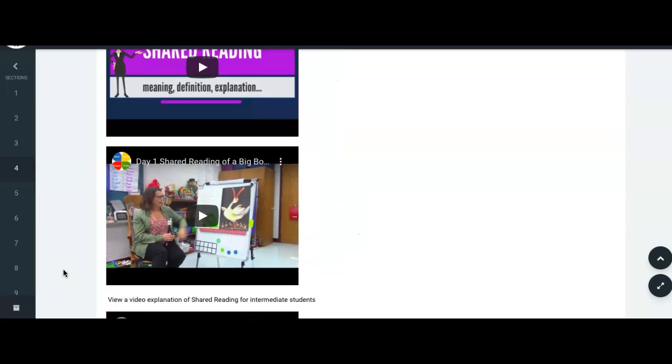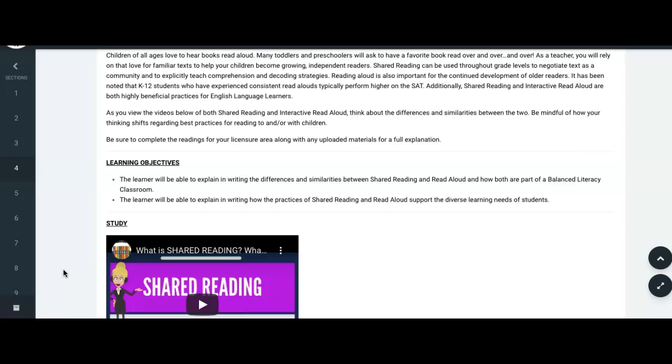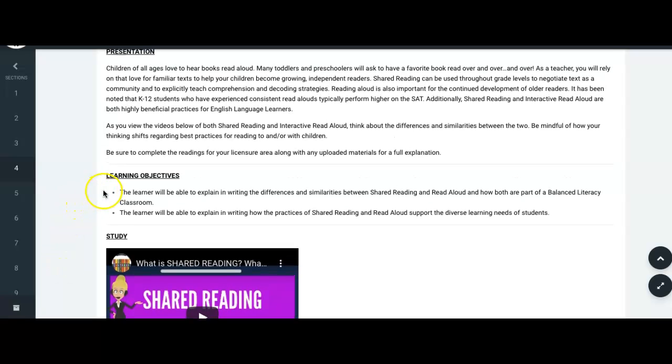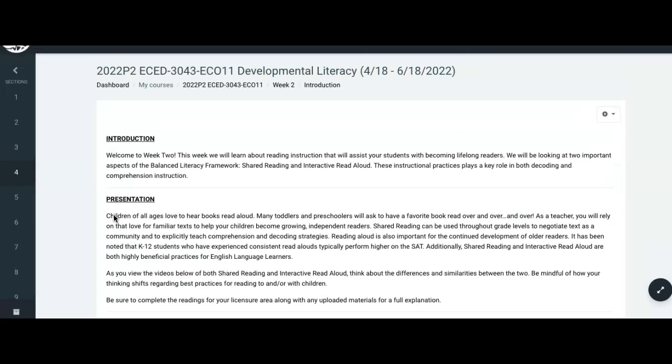By the end of week 2, you will be able to explain in writing the differences and similarities between shared reading and interactive read aloud, and how both are part of a balanced literacy classroom. And you will also be able to explain in writing how the practices of shared reading and interactive read aloud support the diverse learning needs of students.